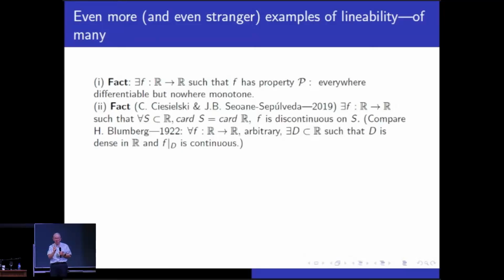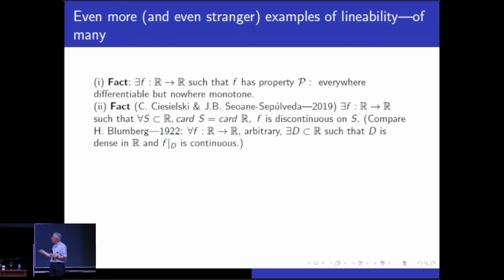there's a function from R to R such that for any large subset S of R, the function restricted to S is not continuous. So the function is discontinuous on S. A little over 100 years ago, it was shown by Bloomberg that no matter what function you have from R to R, there's a set which is dense and on which the function is continuous.